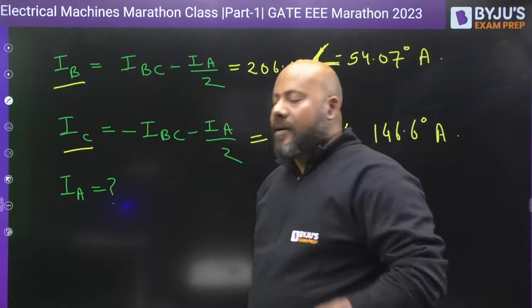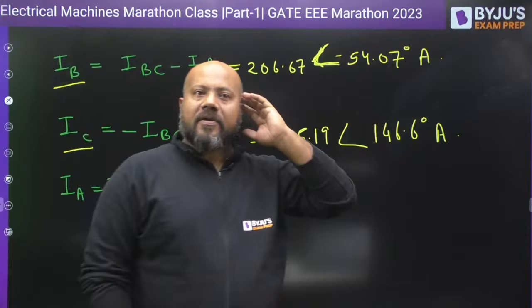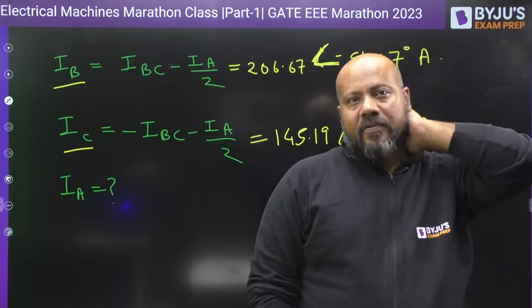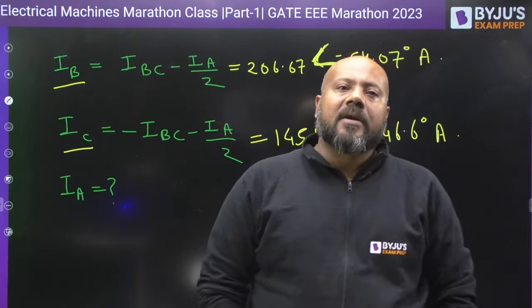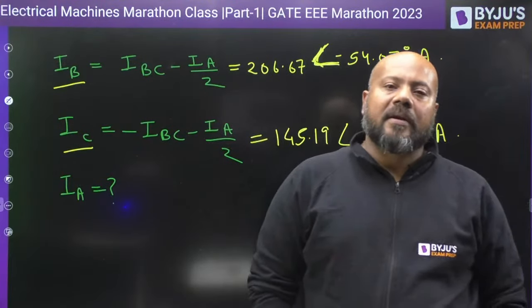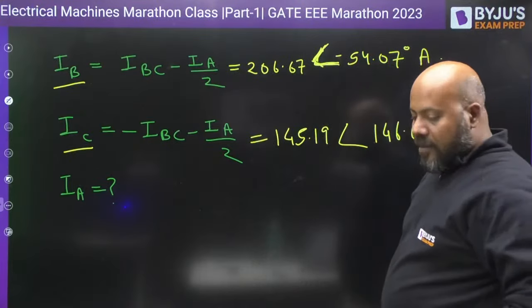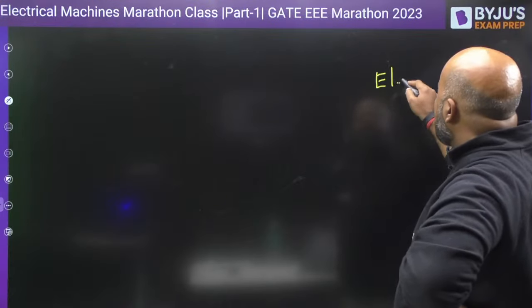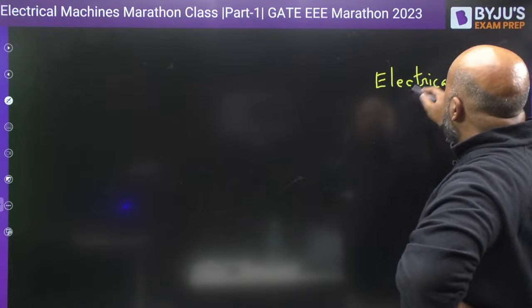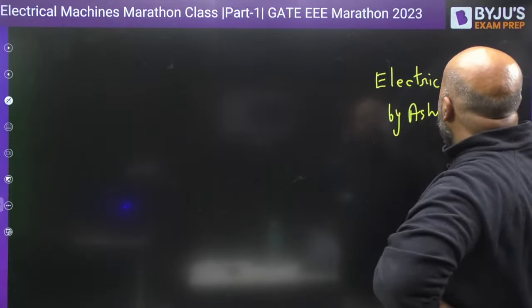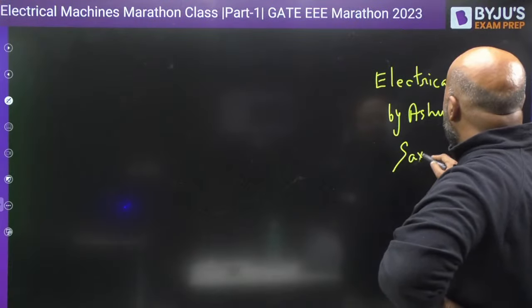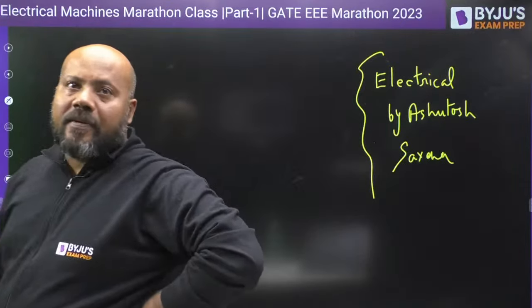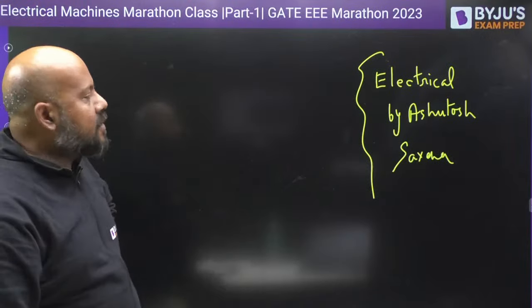This open delta connection and Scott connection, it belongs to three-phase transformers. So you can understand, because of the limitation of time, we cannot discuss each and everything. But if you want to revise it quickly, I have already taken a session on transformer connection. If you want, I can send you the link in the Telegram channel. You follow this Telegram channel, Electrical by Ashutosh Saxena. You will get the complete understanding of three-phase transformers. You can follow those sessions.